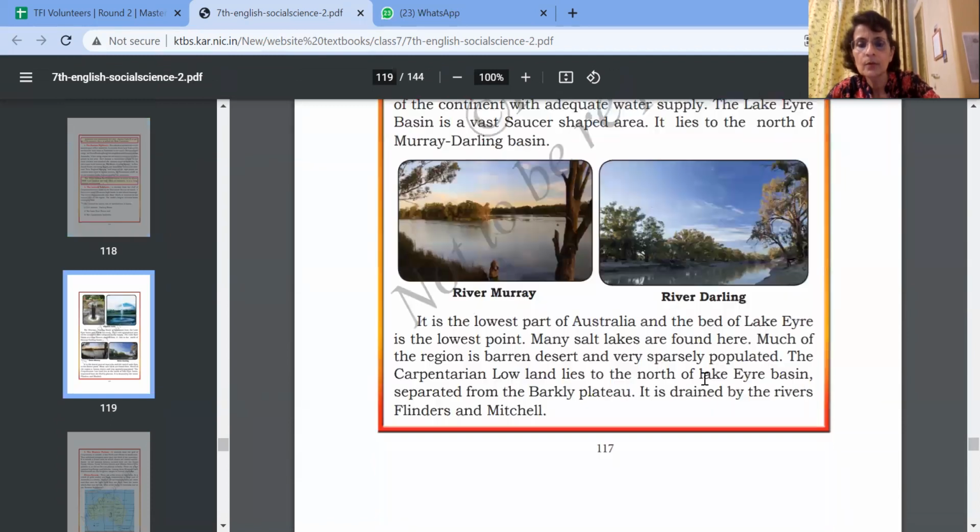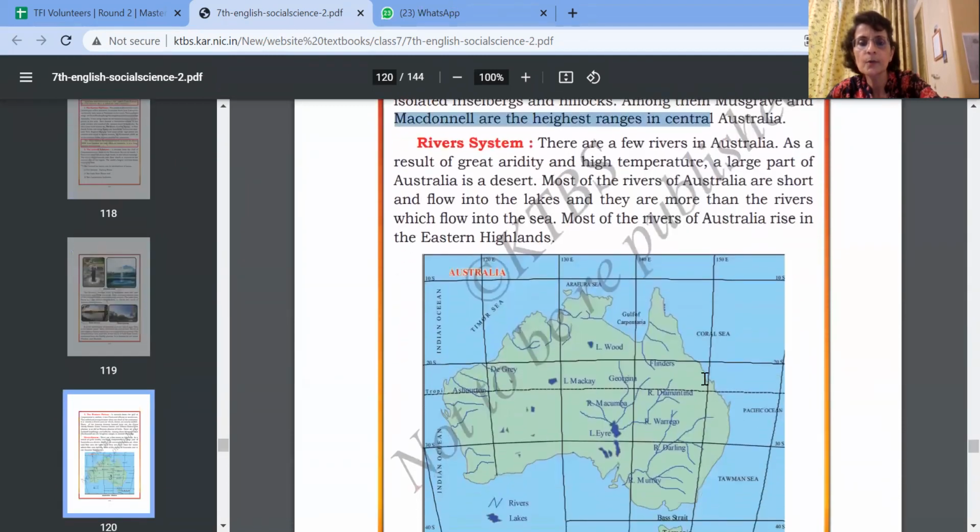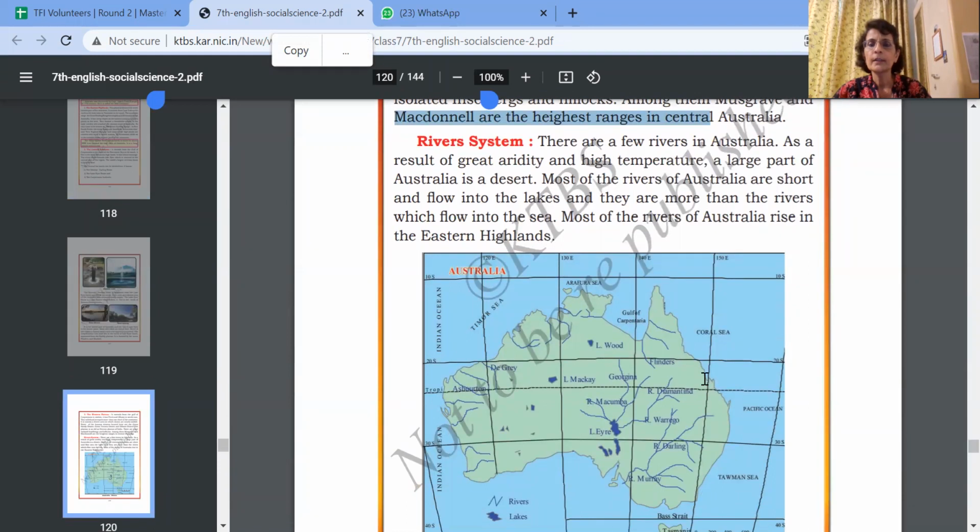Now, let us do the river system of Australia. So there are very few rivers in Australia because it is very dry or temperatures बहुत high हैं. It's a very hot place. It is mostly got desert. So there are very few rivers. And we have already seen that most of the rivers of Australia, there is an inland drainage system. So most of the rivers, they all flow into the lakes.